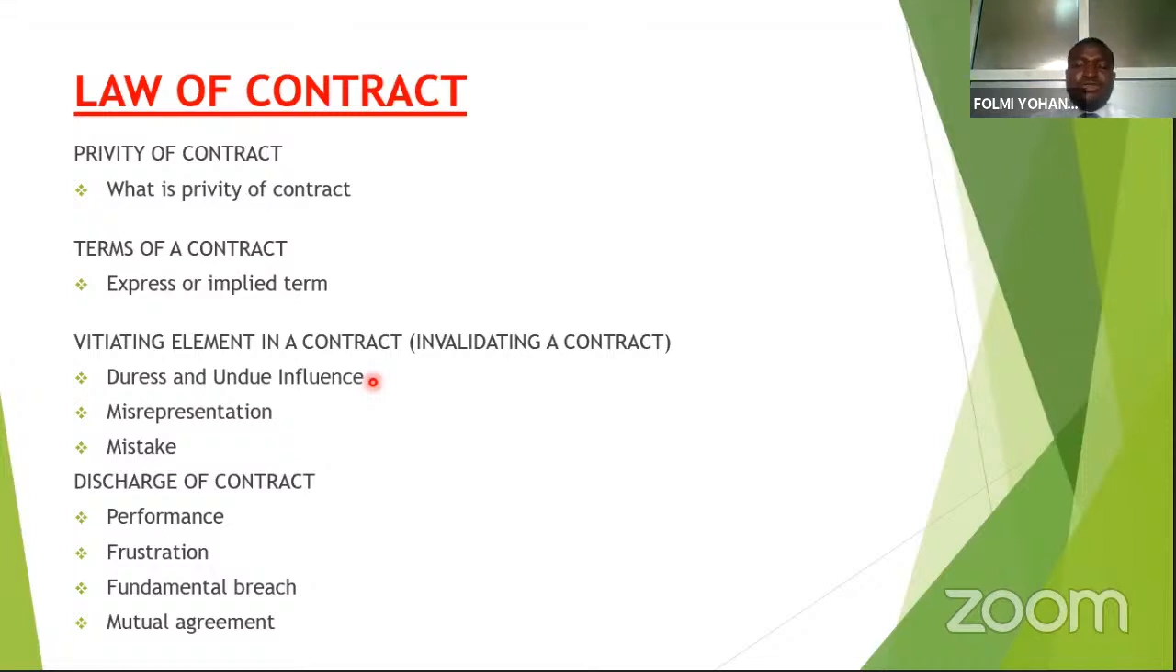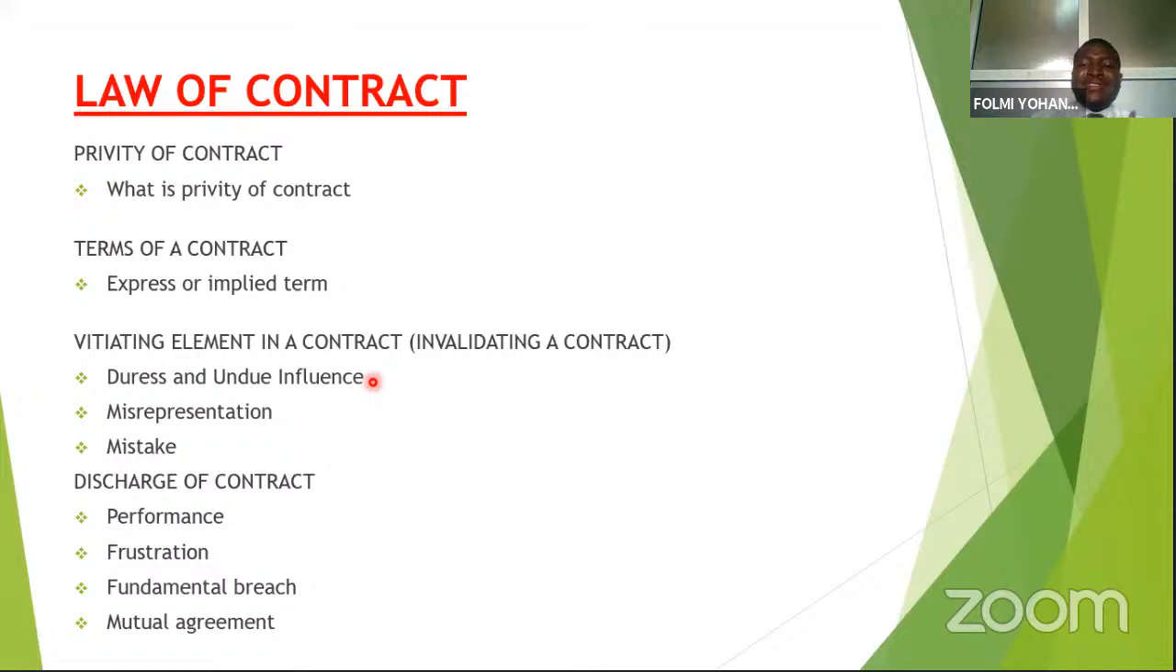Then we have discharge by frustration. If you recall the example of that filling station I gave you, where Mr. John and Mr. Johnson are busy negotiating, and even at the point of paying, there was payment, but unknown to them, that filling station is extinct, is no longer in existence. The subject matter of the contract is no longer in existence. Then we say that the contract has been discharged by frustration.